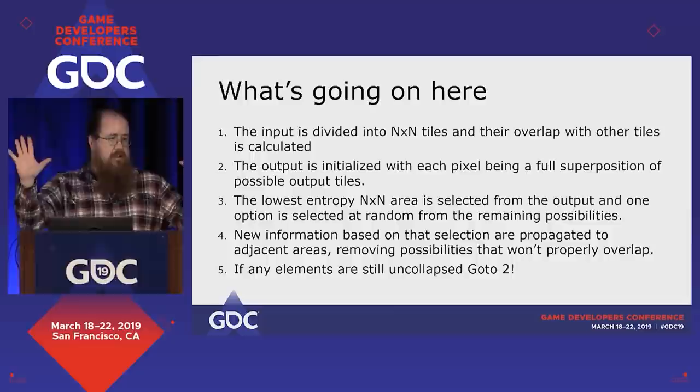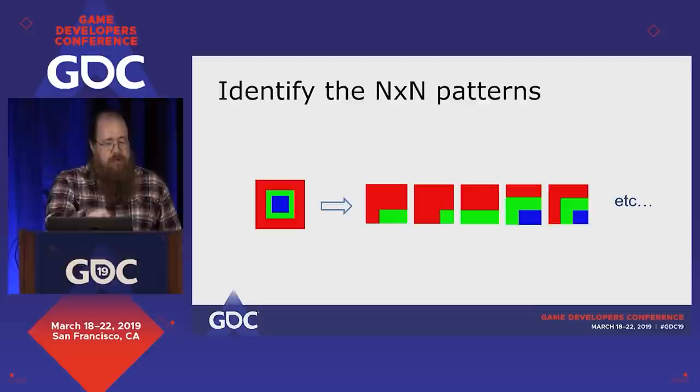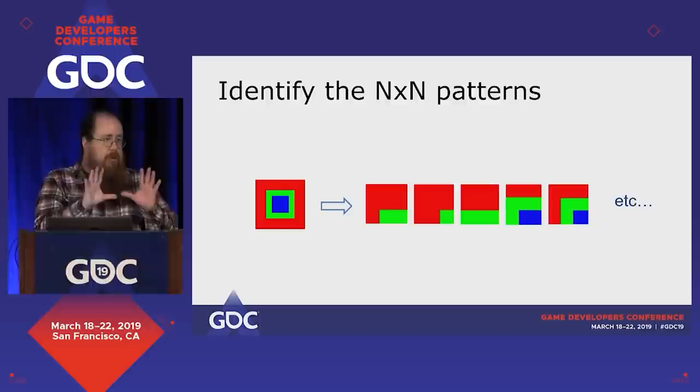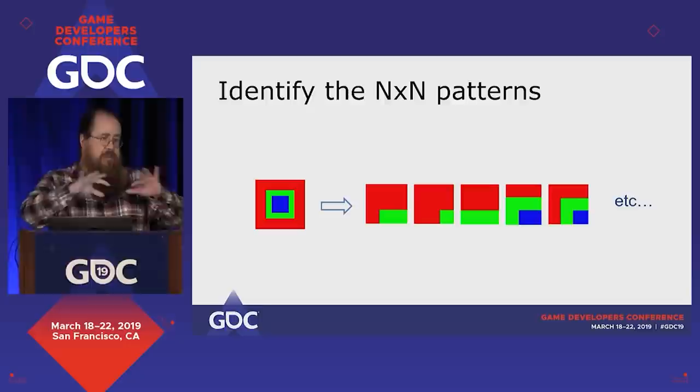So the first thing it does is it identifies all the n by n patterns. The example here I'm going to use is a very simple three-color training input. It's got red on the outside and a green box and a blue inside. And so it's going to chop it up into all these 3x3 patterns. I'm showing you five here, but there are obviously a bunch. In a 9x9 box without wrapping, it's going to be like 49. And if you allow wrapping, it's like 81. If you allow symmetries and rotations, it's much more.